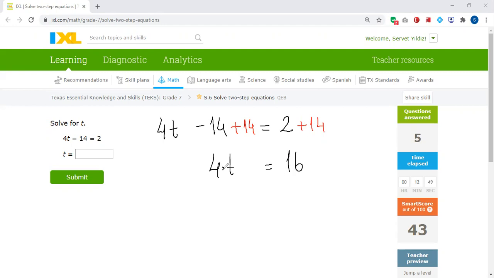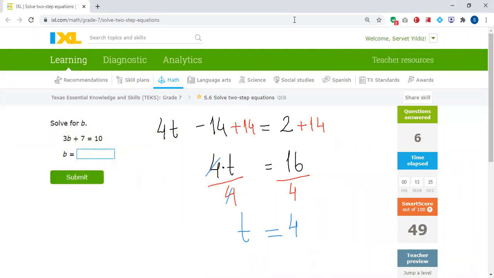And now you see the coefficient is 4. So I'm going to divide 16 by 4 to get the value of t. Actually, I'm dividing both sides by 4, right? 4t divided by 4 and 16 divided by 4. This 4t is the numerator, and I can just cancel this 4 and this 4 out. So on the left, I will have t. 16 divided by 4 will be 4. T is equal to 4. So let's type our answer. T is equal to 4.